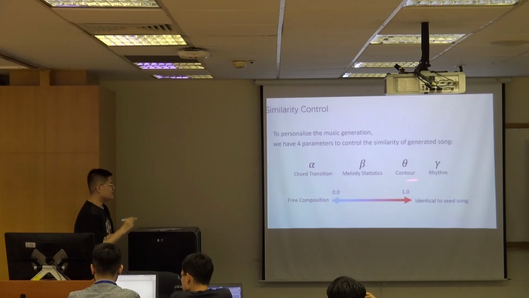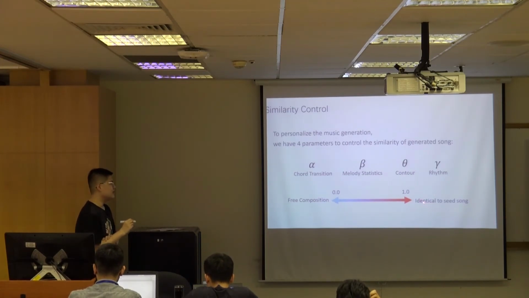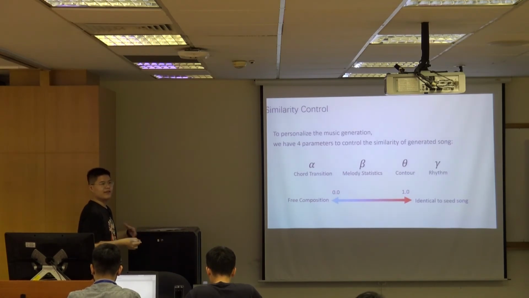So if you set all the parameters to be 1.0, the generated song will be identical to the sixth song. And if you set all the parameters to be 0.0, it is free composition, which just follows music theory rules. So our users can generate very personalized music by adjusting the parameters here.